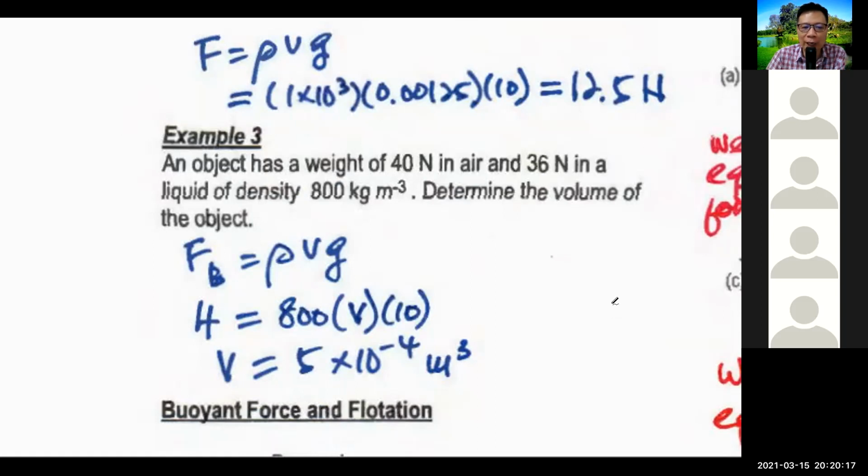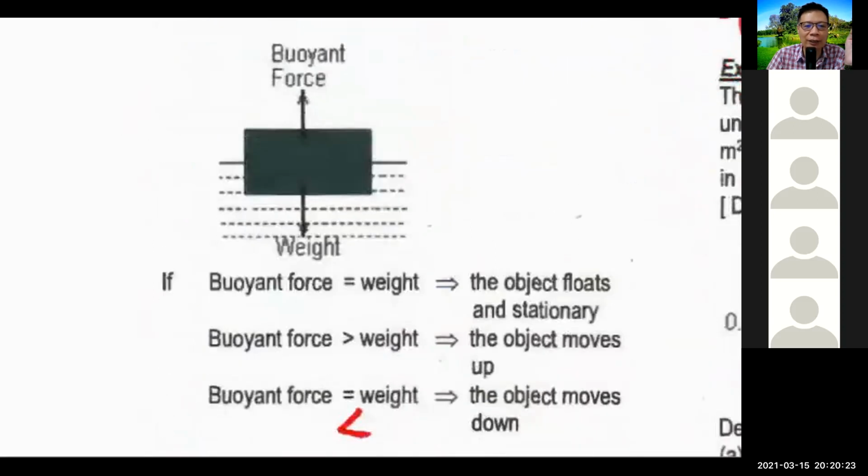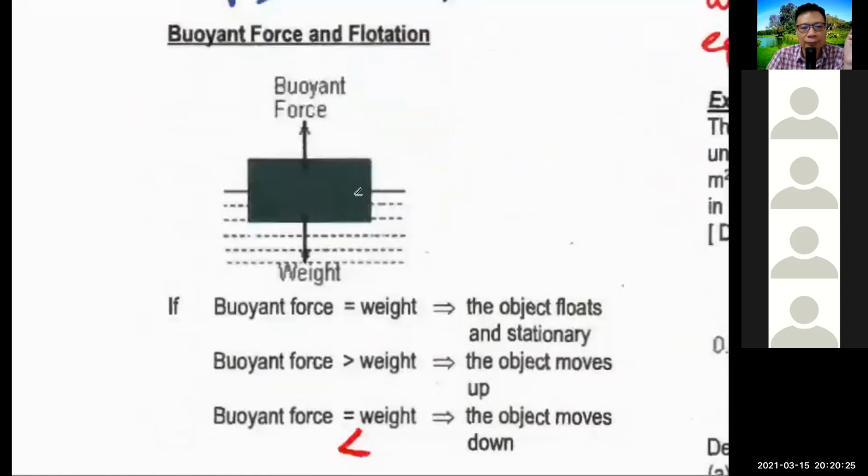Okay, next, buoyant force and flotation. Law of flotation. This one is very common sense. When the object is floating, remember there are two forces. One is the weight, W. One is the buoyant force, FB. The buoyant force always goes up, so you draw the arrow up here. This is the buoyant force. The weight is down.